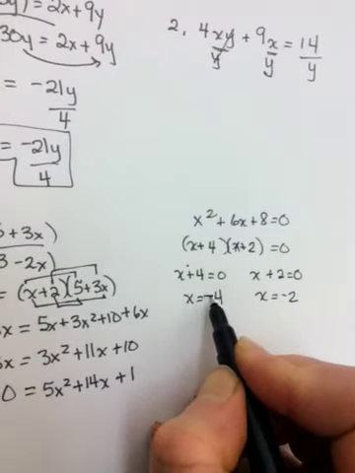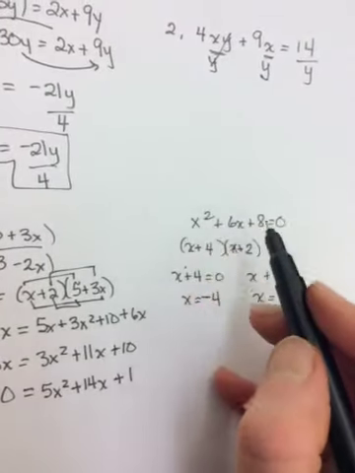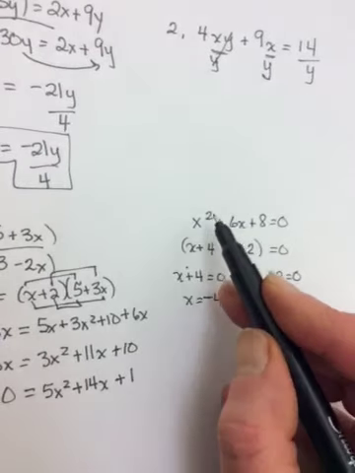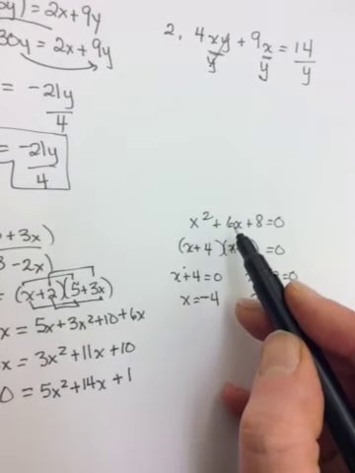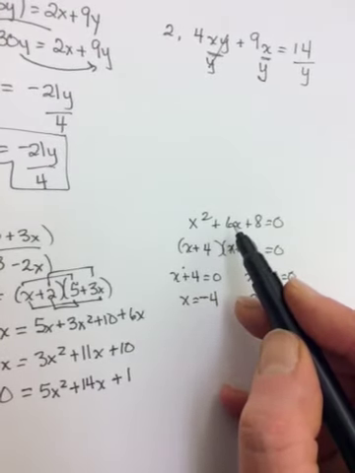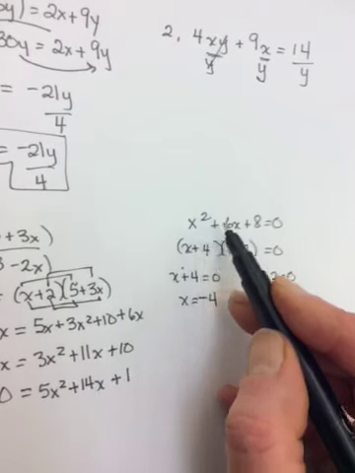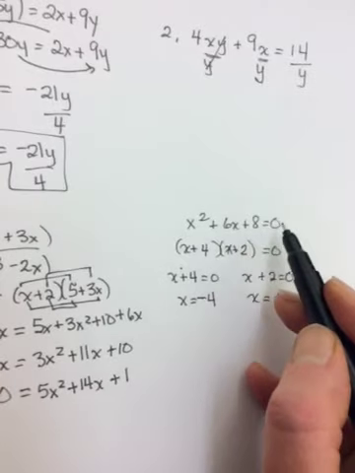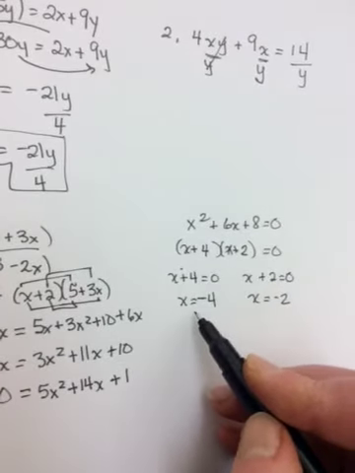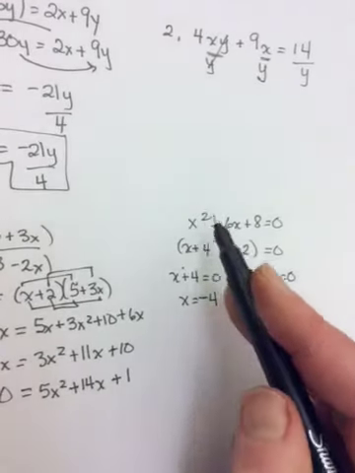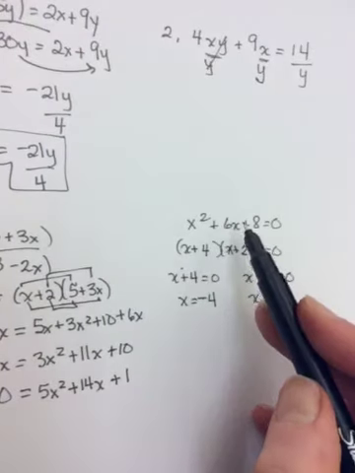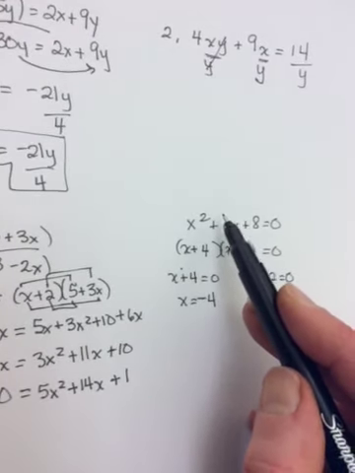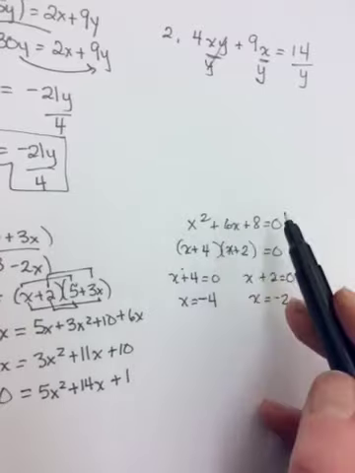If you want to check them, fill the negative 4 in. When you square it, it becomes 16. Negative 4 times 6 is negative 24, so 16 minus 24 is minus 8, plus 8 is 0. So this one works. When you fill a negative 2 in, 2 squared is 4. Negative 2 times 6 is negative 12, plus 8, again it's 0.